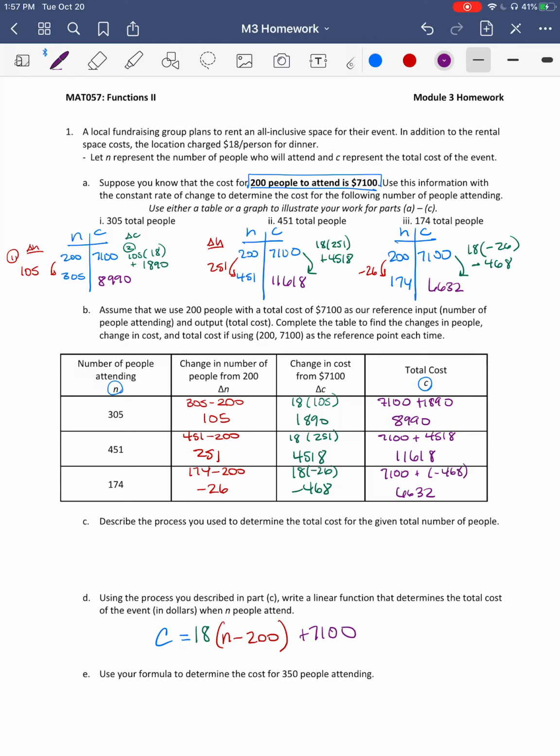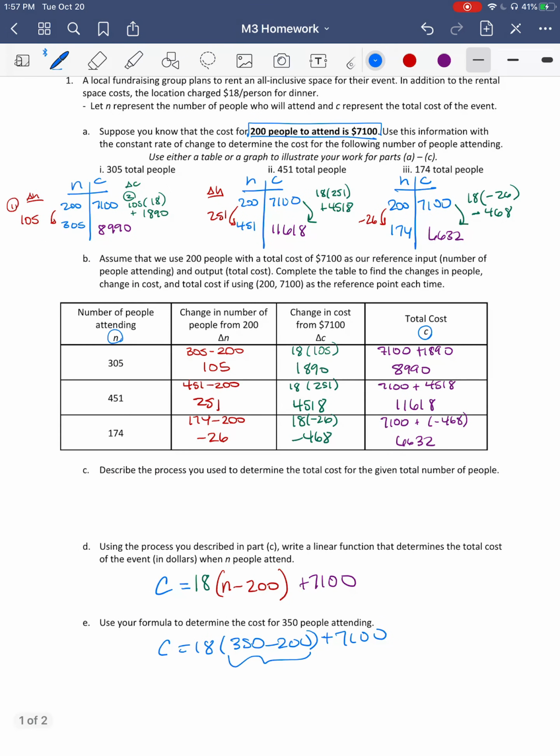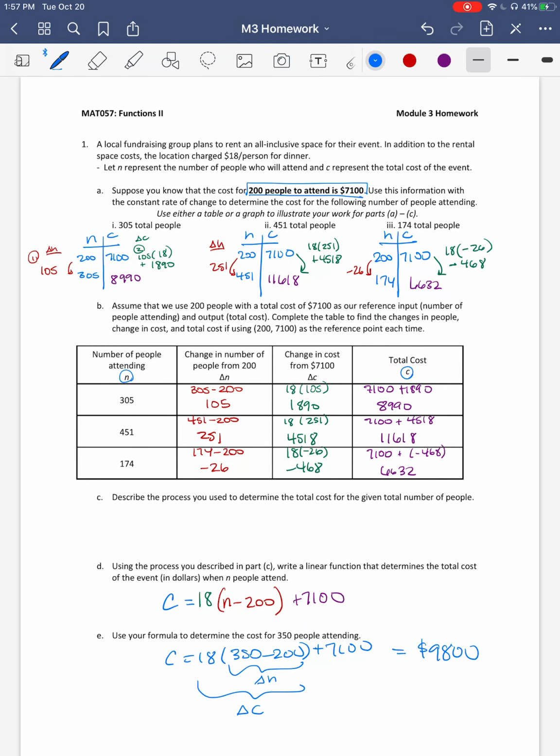And so that really is this formula that inputs the number of people attending and outputs my cost. So for example, if I wanted to find out what the cost was for 350 people, we could simply input that here, because this represents my change in number of people. When I multiply it by my rate, this is going to be my change in cost. When I add it to my reference cost, that's going to give me my new cost, which is going to be $9,800. Oh, look at my color coding.